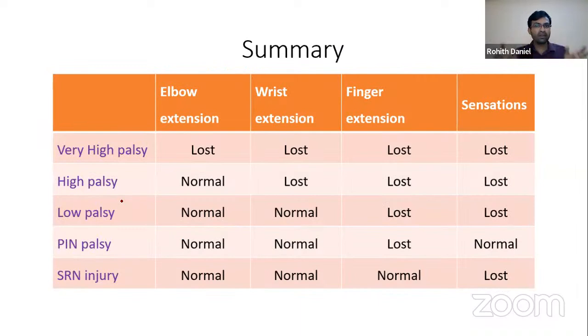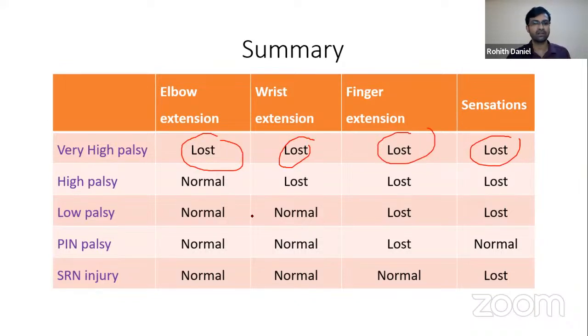So this is a summary of what we have learned so far. Just by knowing the clinical features, you can easily identify the level of radial nerve injury, whether it is very high, low, PIN palsy or superficial radial nerve palsy. What are the features of very high palsy? Everything is lost, isn't it? Elbow extension, wrist extension, finger extension, and sensations. Everything is lost. In high palsy, elbow extension is normal, wrist extension, finger extension, and sensations are lost.